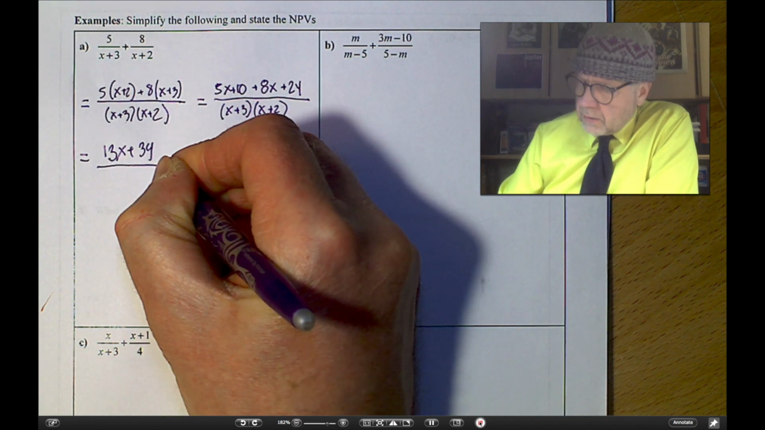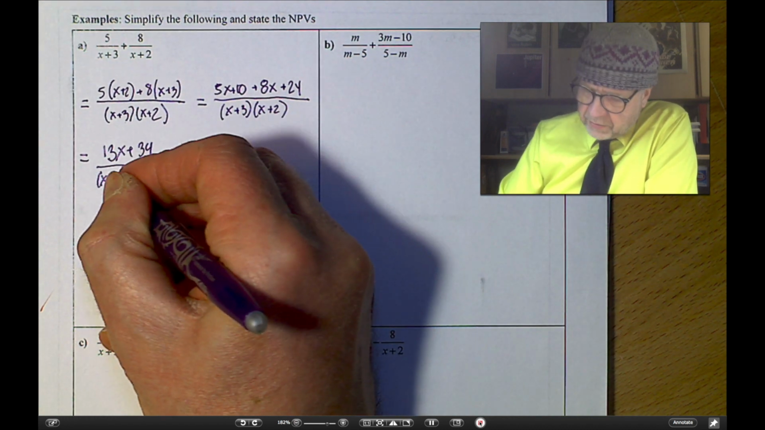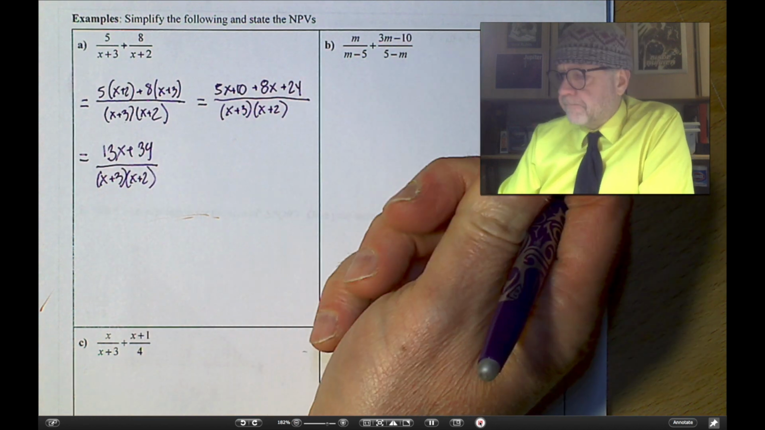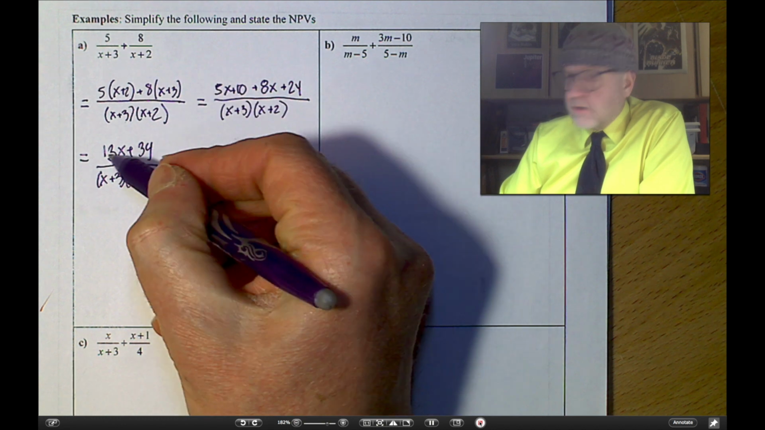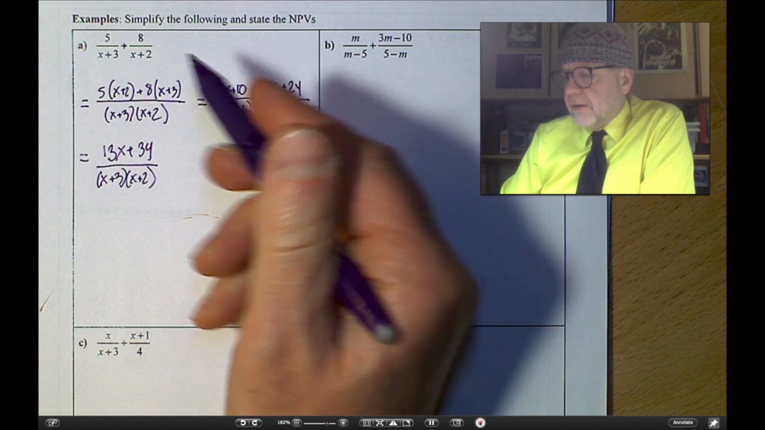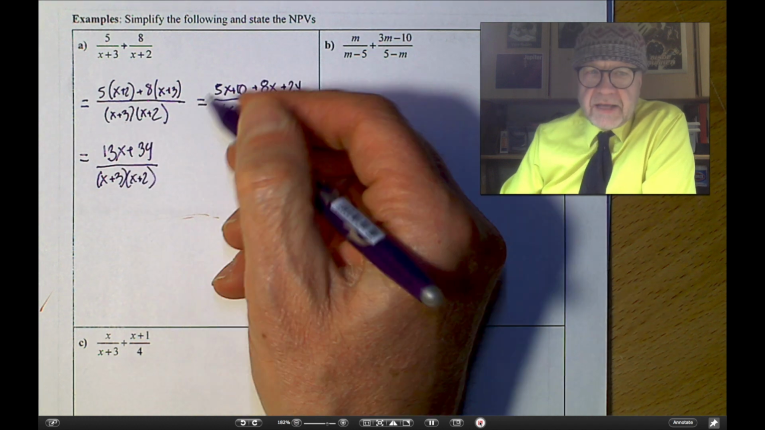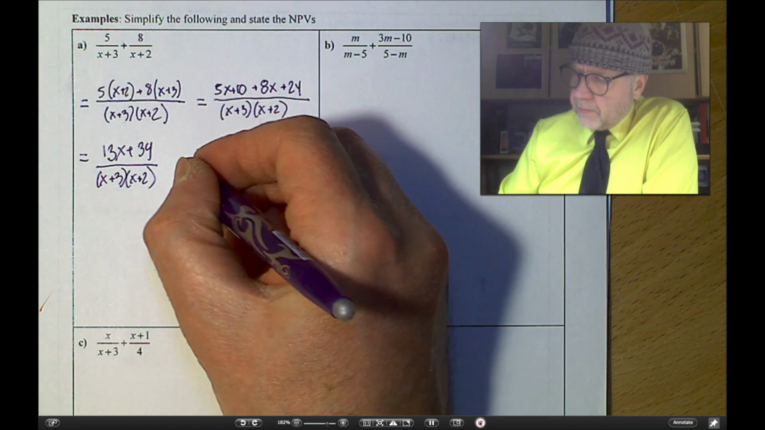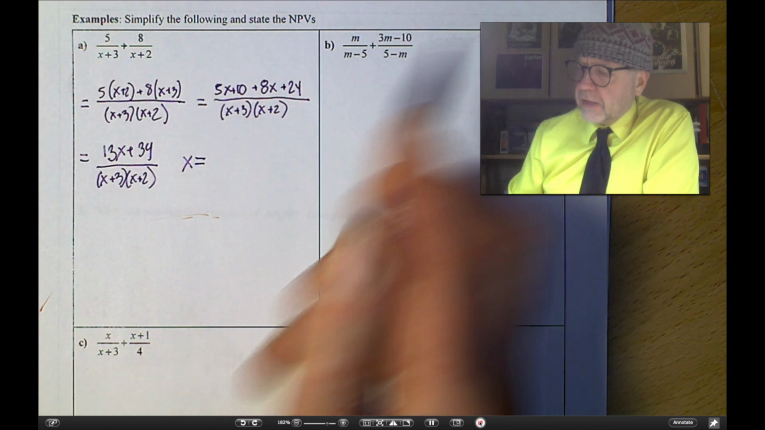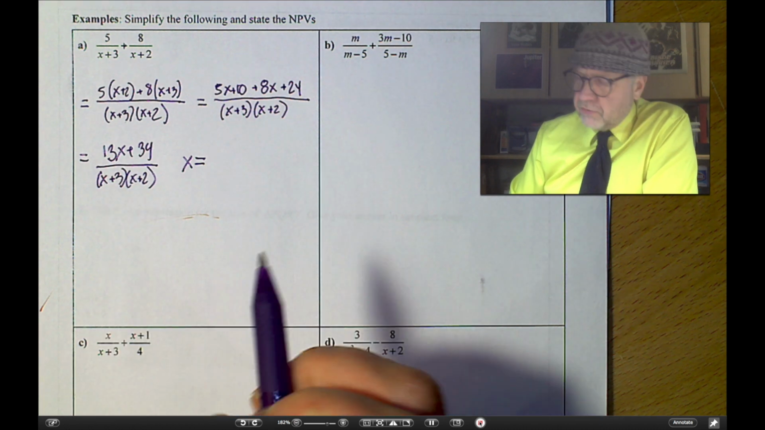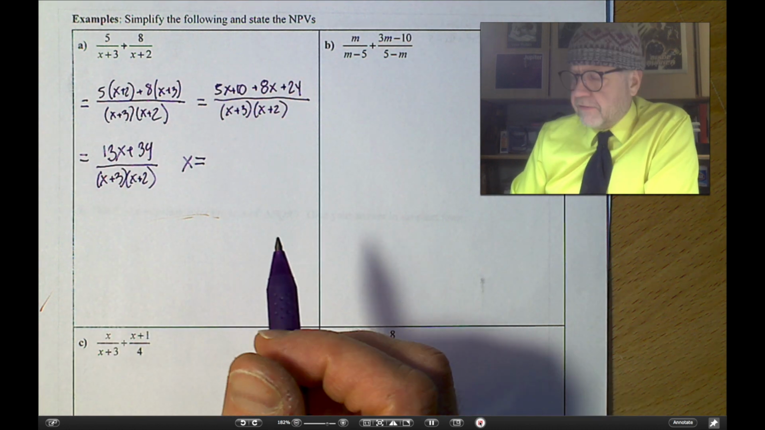And x plus 3, x plus 2 on the bottom. I don't think there's any more simplification I can do here, and I can't do any dividing out. The last thing I need to do is state my non-permissible values. What may x not equal? Well, if you look at the denominator here, x may not equal -3 or -2.